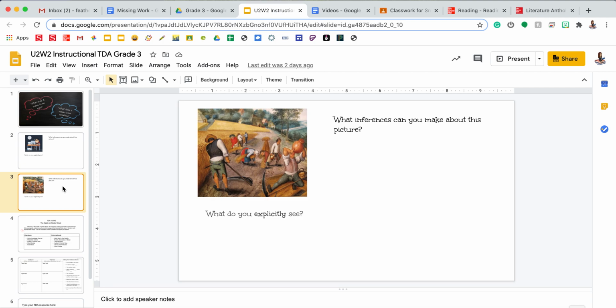I can infer that these people are very hardworking. I can infer that maybe they're a little bit happier than that first man. They don't look as distressed as the man on slide 2. So again, you're going to type some explicit evidence, what you can see with your eyes, and some inferences about this picture.